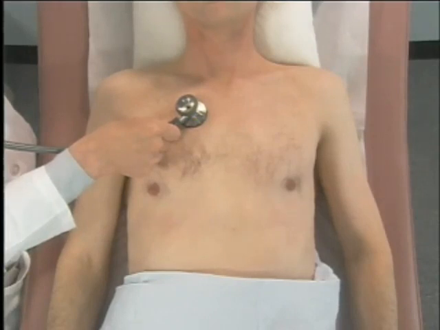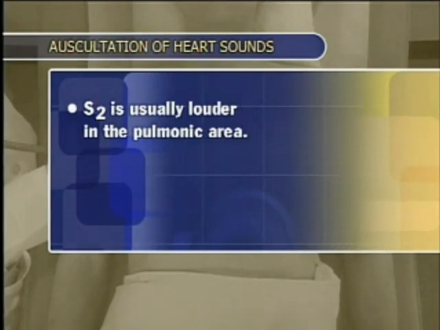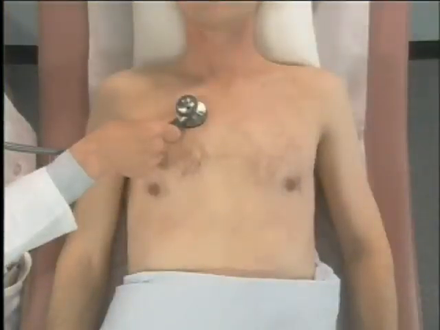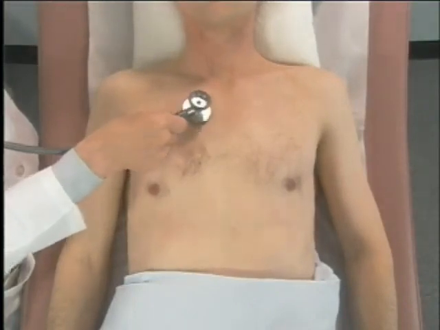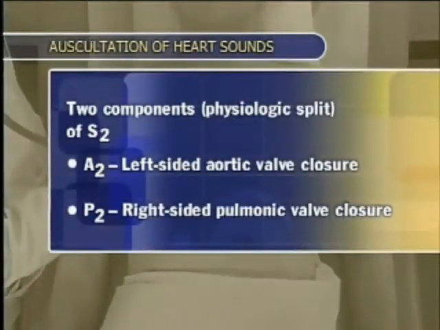In the aortic area, and also in the pulmonic area, S2 is usually louder than S1. Still listening in the aortic area, but focusing more in the pulmonic area, try to identify the inspiratory splitting of S2 into its two components. Its first component, A2, is from left-sided aortic valve closure. Its second component, P2, comes from right-sided pulmonic valve closure.